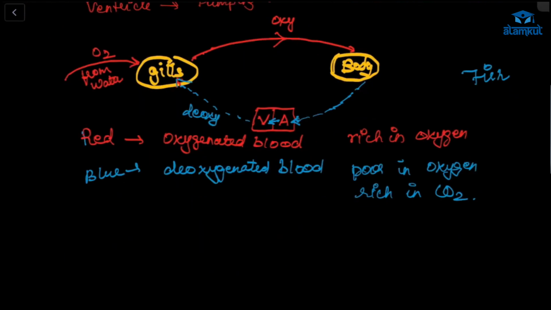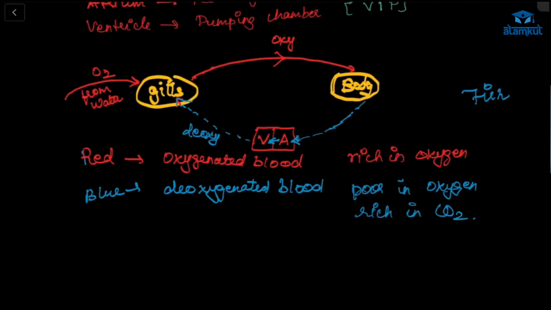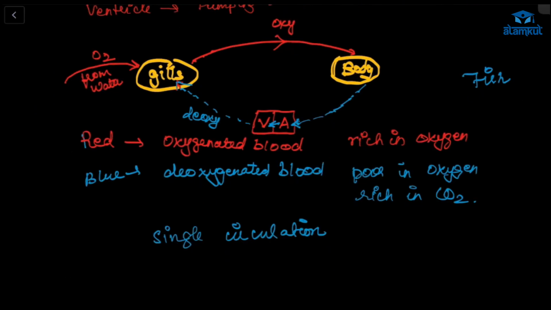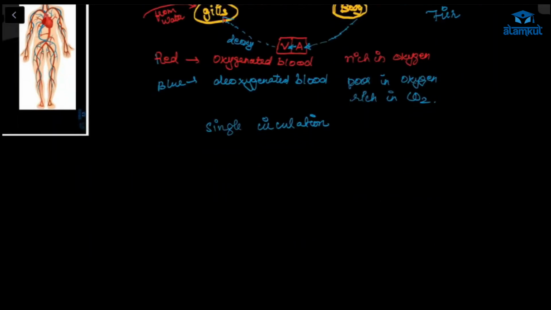Okay, everyone understood how this is happening? And this is single circulation. Understood? Any doubt? Safiya, Shazan, or Rudnil, you came? Understood, Rudnil? Yes, ma'am. Okay, now we'll go to the amphibians and reptiles.